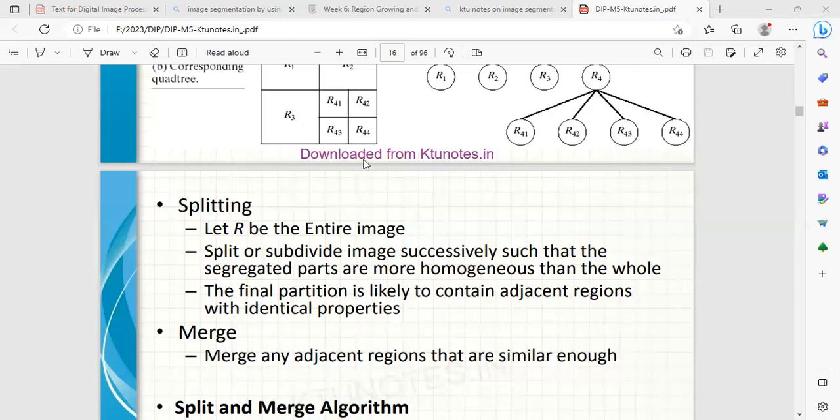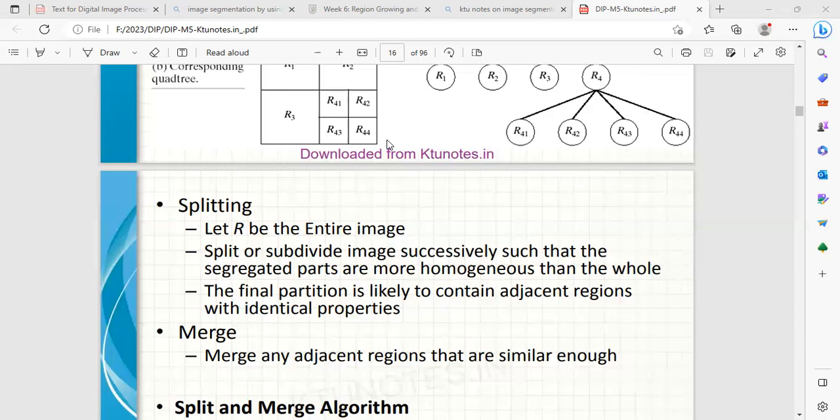Okay. Now when we look after splitting, this region will be having identical properties. Similarly, R42 will be having identical properties. Similarly, R43 and R44. If suppose R44 doesn't have identical properties, what will you do? You have to split this again into 4 regions. So this is region splitting.